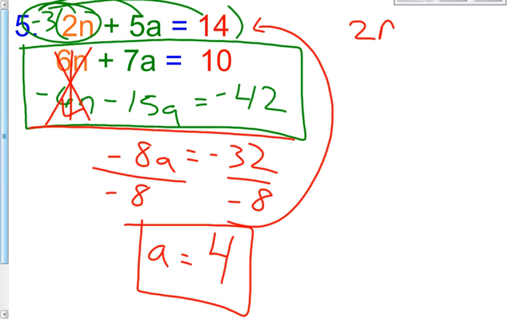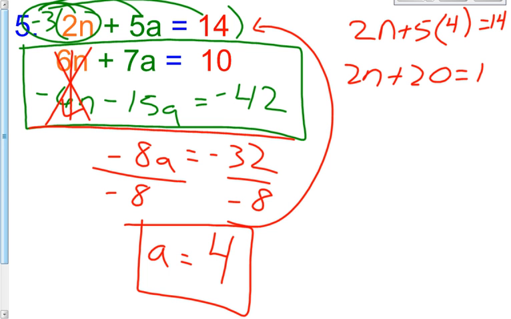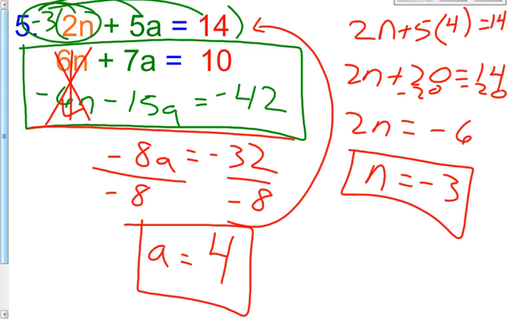Now let's substitute that a into this equation: 2 multiplied by n plus 5 times a, where a equals 4, equals 14. 2n plus 20 equals 14. 2n equals, after subtracting the 20, -6. So n equals -3. There's your two variables: a equals 4 and n equals -3.